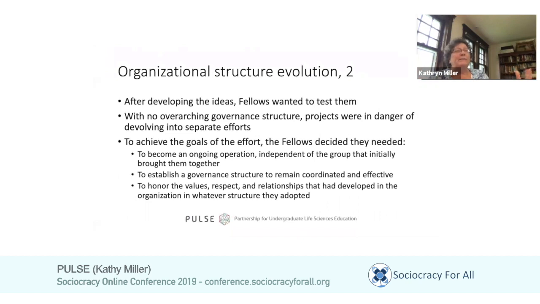We decided we needed to become essentially an ongoing operation, and we wanted to be independent of the group of program officers that recruited us. We wanted to do what we wanted to do, and we needed to establish a governance structure, and we wanted the governance structure to honor the values, the respect, and the relationships that we had developed already in the organization during essentially the first year.